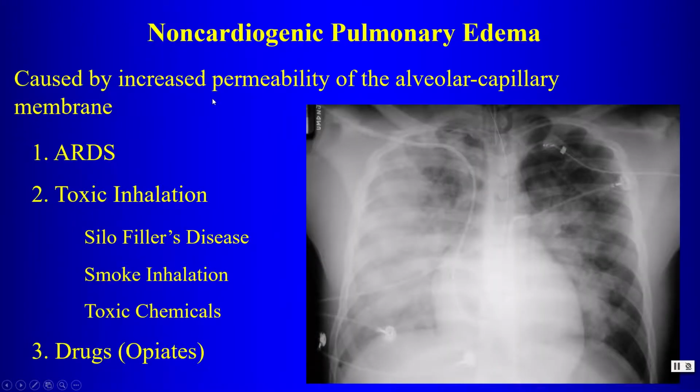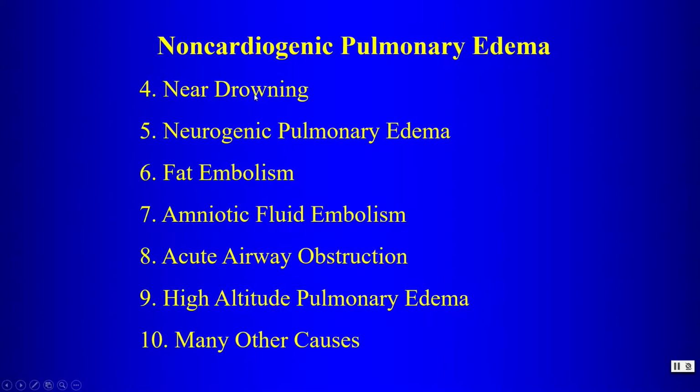Noncardiogenic pulmonary edema is caused by damage to the alveolar capillary membrane, so there's increased permeability. A very common cause is ARDS, and then there are other causes also that we will discuss. We saw a case of opiates that can also give you pulmonary edema. So there are many causes, as listed here, of noncardiogenic pulmonary edema.